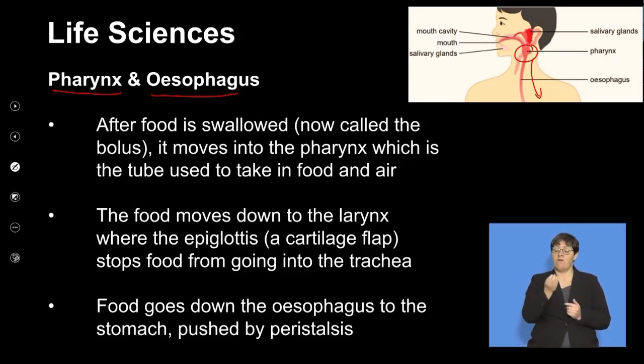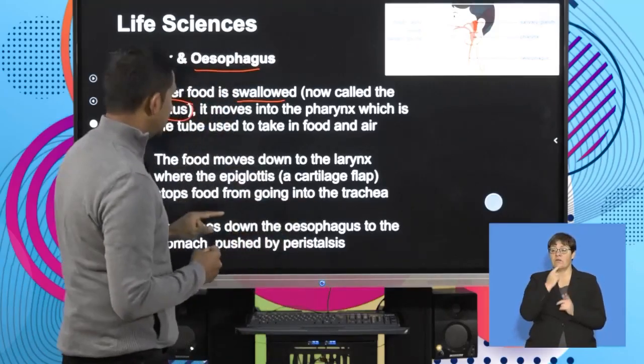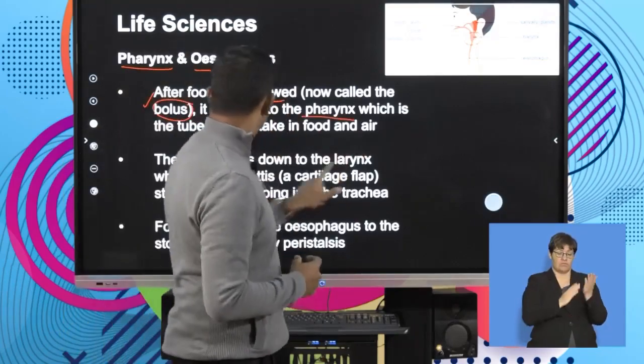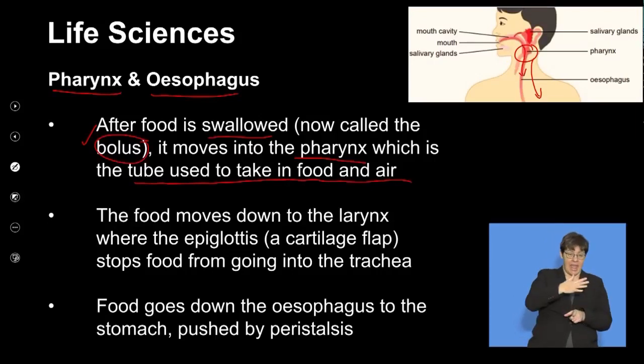So after food is swallowed, basically it's now called the bolus. So that little ball of food that is chewed up into this round ball which is mixed with saliva is known as the bolus. It moves through the pharynx, which is a tube which takes it to the esophagus. The pharynx is a common tube that allows for air along with food to pass through.